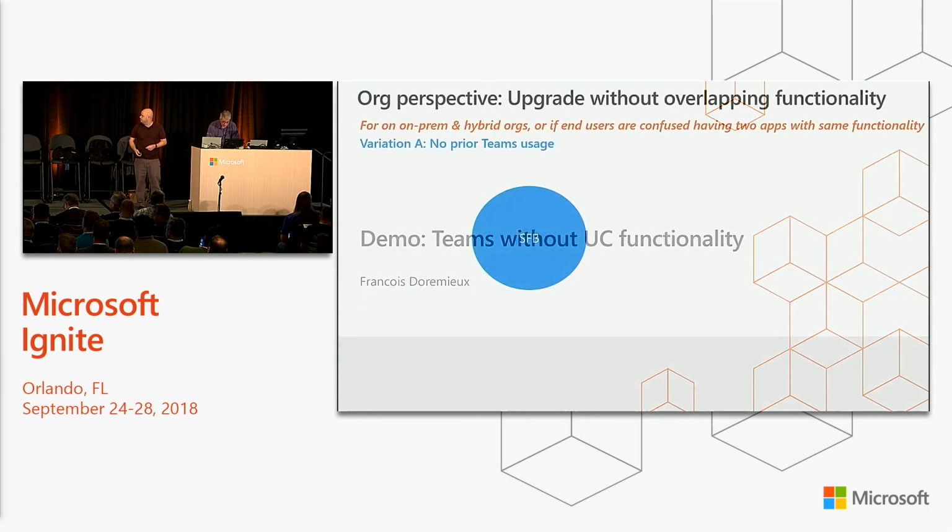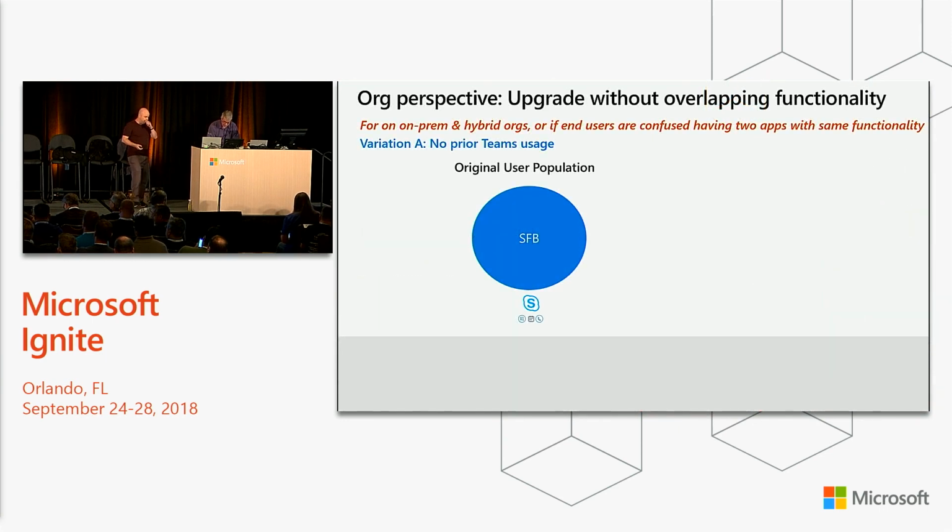Cool. So now let's go back to that same user, but flip to the org perspective. What does this organization look like? There are a couple of variations. In this example, this is an organization that just hasn't used any Teams yet, so the simplest thing to do, and their entire user population is this blue bubble of SFB. The first thing you would do is assign them a policy which is going to give them the collab functionality, the Teams and channels functionality in Teams, but without the UC.